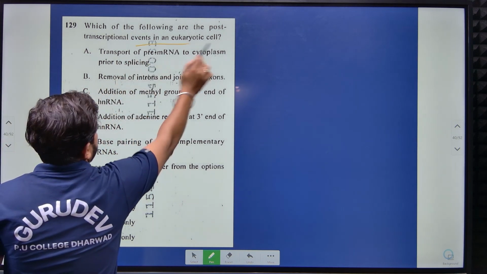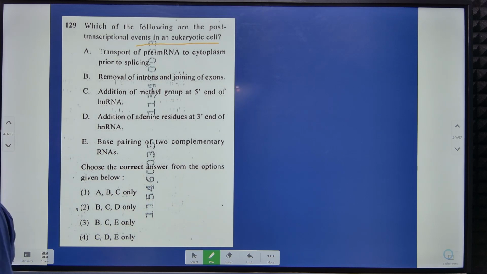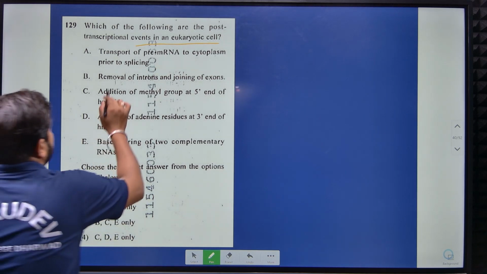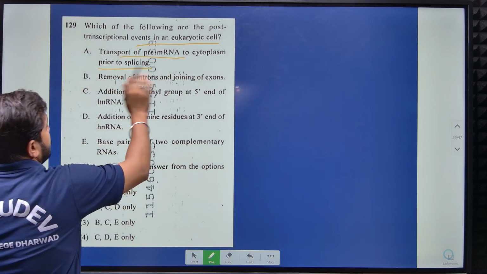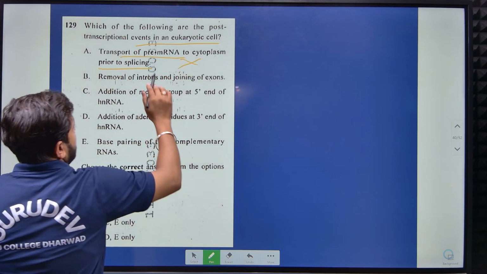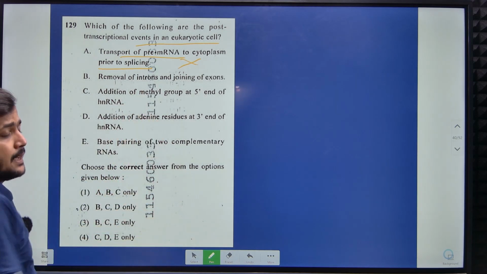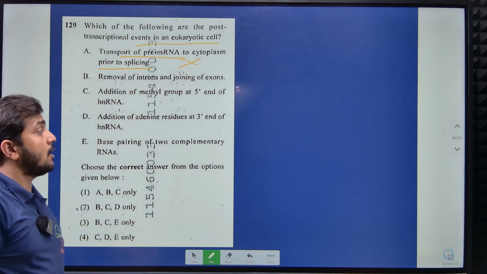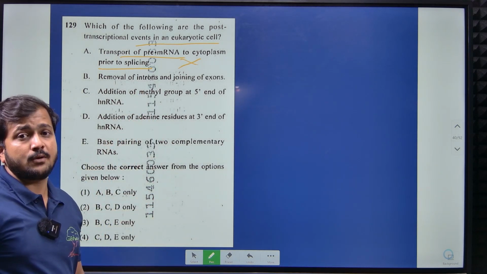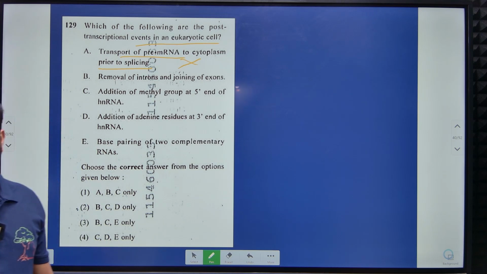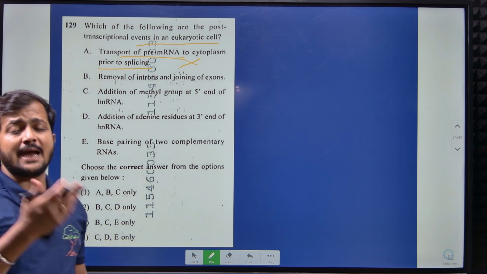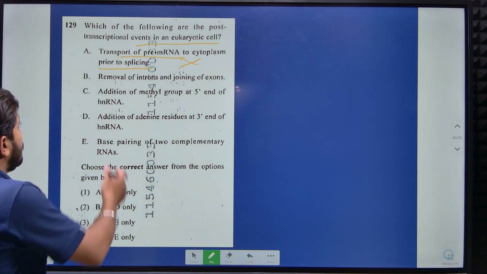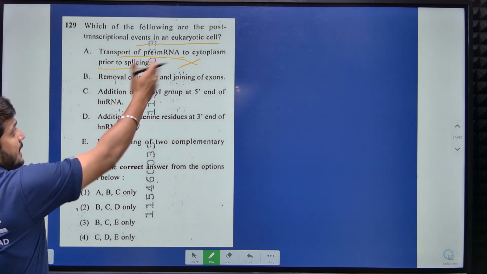Then moving on to the next. Which of the following are post-transcriptional events in a eukaryotic cell? So they are asking about the post-transcriptional events. Transport of pre-mRNA to the cytoplasm prior to splicing, no, right? Prior to splicing, the first formed RNA, which we call hnRNA, if it moves out, then it is going to react with other components. So prior to splicing it won't go.